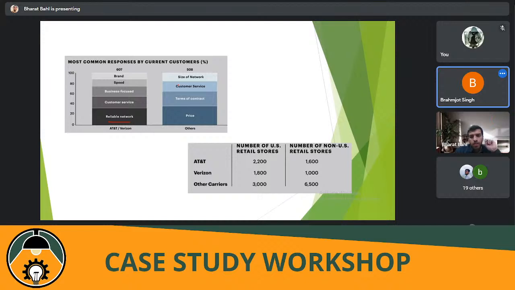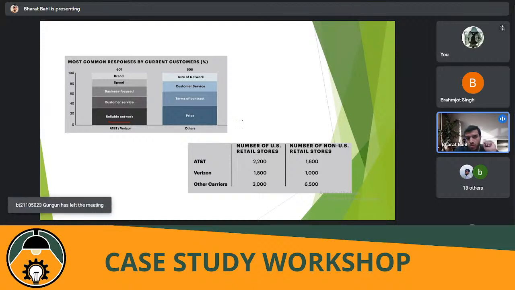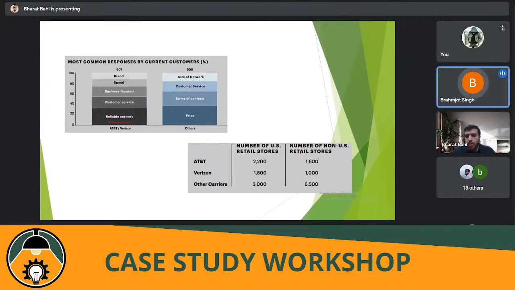Okay, great. So this is the number of US retail stores. And we have non-US as well, but I guess we are considering only the US. Yeah, we are targeting the US only right now, so we can just ignore this part. Great. So we will be selling through ADT and Verizon, or through other carriers.